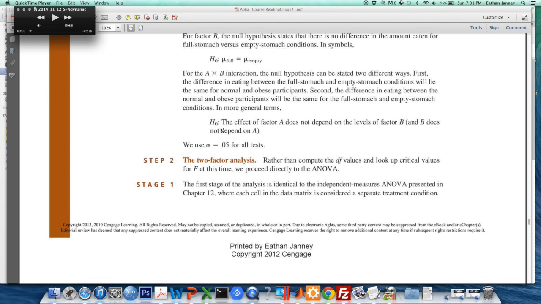And then the third null hypothesis is that the effect of factor A does not depend on the levels of factor B, and then in parentheses, and B does not depend on the levels of factor A. And that's basically saying, well, there's no interaction. In short, that's what that null hypothesis would be.